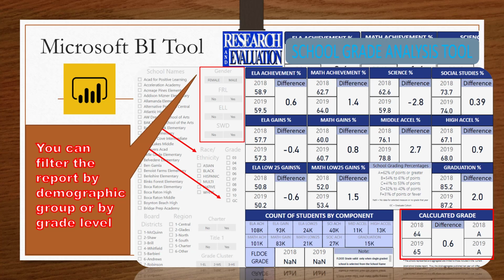The school grade analysis tool can be used to analyze individual cells or components of your school grade in comparison to the previous year. It can be used to identify demographic and subgroup performance for further comparisons to your overall performance. The report can be further filtered to identify performance by grade level.